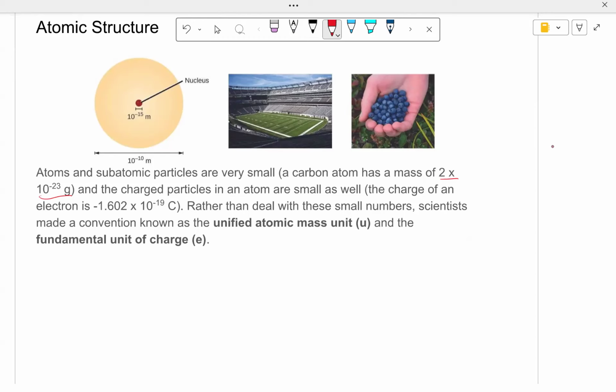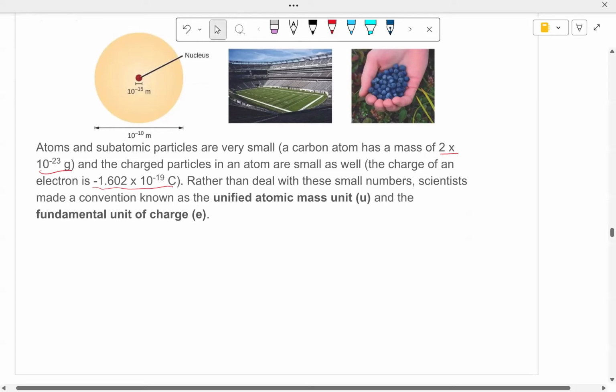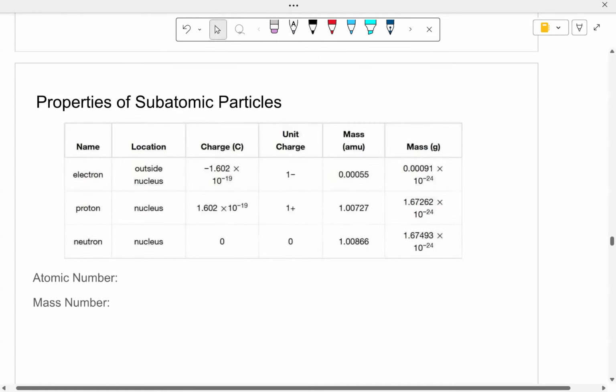I've highlighted this number before. The charge of an electron is negative 1.602 times 10 to the negative 19th coulombs. And so rather than deal with these really small numbers constantly, scientists just made it very standardized and made this convention known as the unified atomic mass unit and the fundamental unit of charge. So here's what those numbers come out to.